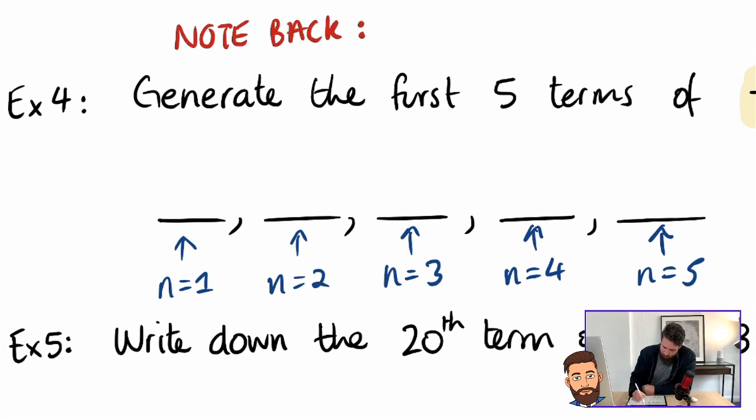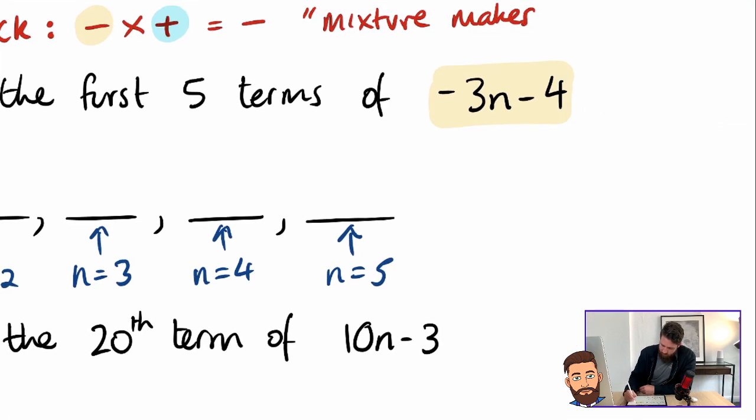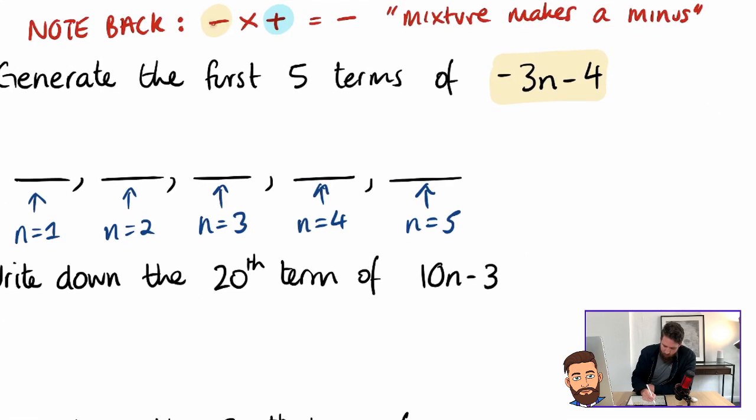If you do a negative times by a positive, you get a negative. And I speak about this a lot. The way that you can remember that is a mixture makes a minus. If you have a mixture of signs, so if you've got a minus times by a plus or a plus times by a minus, same thing. If the signs are mixed, they're different, you will end up with a minus always. And it's quite a handy thing to remember.